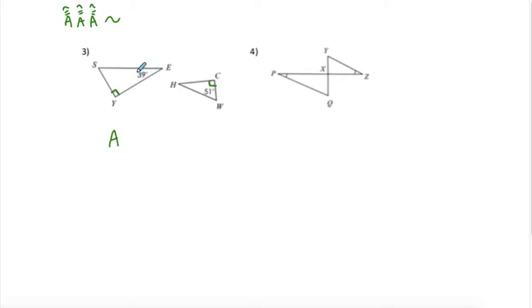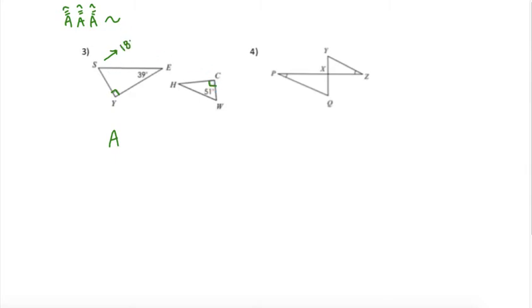This time I don't have any parallel markings to get me alternate interior or corresponding. I don't have reflexive and I don't have vertical angles. But they did give me 39 here and 51 here, which is not a match. But what I need to do is figure out what S is, because maybe that 51 matches S here.